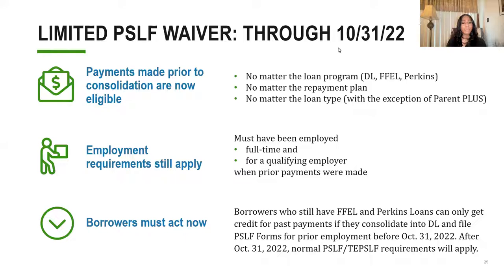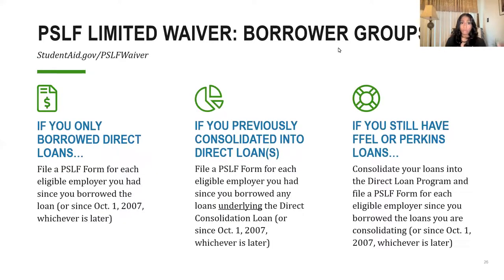We didn't change the employment requirements. You still have to have been employed full-time for a qualifying employer for every prior period of repayment that you're trying to get credit for. And so borrowers have to act now. If you still have non-direct loans, if you still have Fell or Perkins loans, you can only get credit for those past payments if you consolidate into the direct consolidation loan program and file a PSLF form by October 31st of this year. Because after that, these rules turn into a pumpkin and we go back to the normal PSLF and TEPSLF rules.